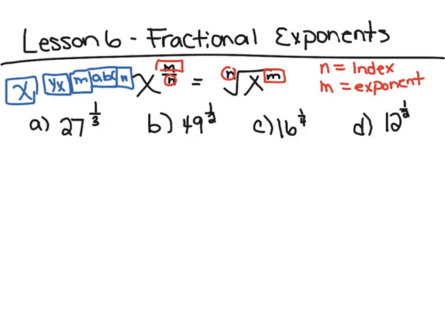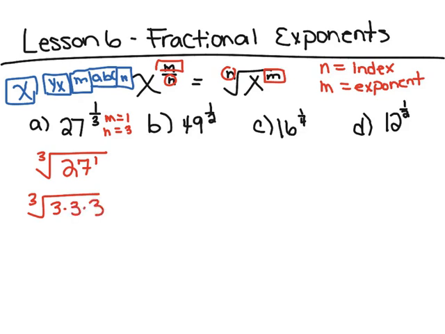Okay, for the first example, m is equal to 1 and n is equal to 3. So our index is 3. We have the cube root of 27 to the power of 1. When it's to the power of 1, that just means it's itself. So now we're just going to evaluate. 27 is the same as 3 times 3 times 3, so it's a perfect cube. So the cube root of 27 is 3. So that is in simplest form.